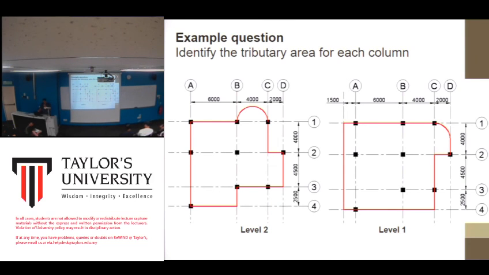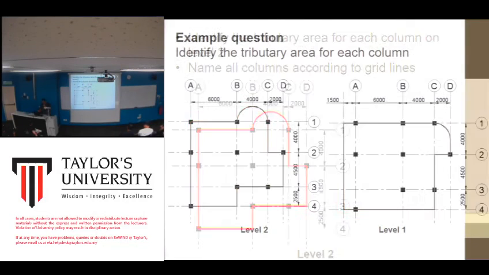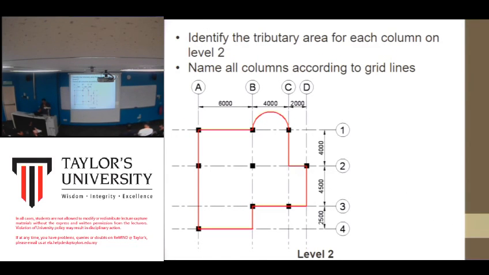So in this case, for this kind of column position, we look at it one by one. The first one is you look at level 2. You need to identify the tributary area for each column on each level. In this case it's level 2. Name all columns according to grid lines. So how do you name the column? Like this one, you look at the grid line: A, this is 1, so A1, this is B1, C1. This is A2, B2, C2. Then B3, C3, this is A4. So you should name the columns that way.